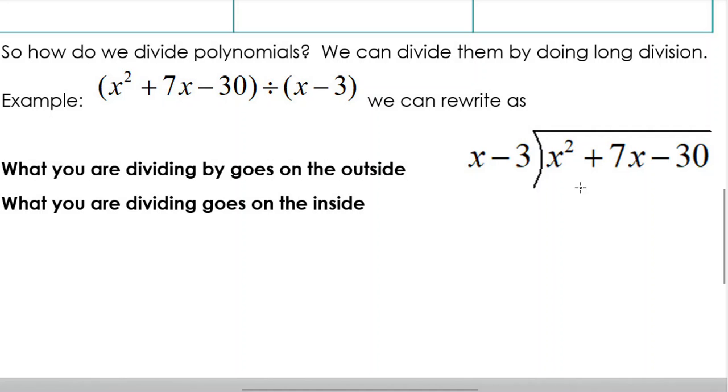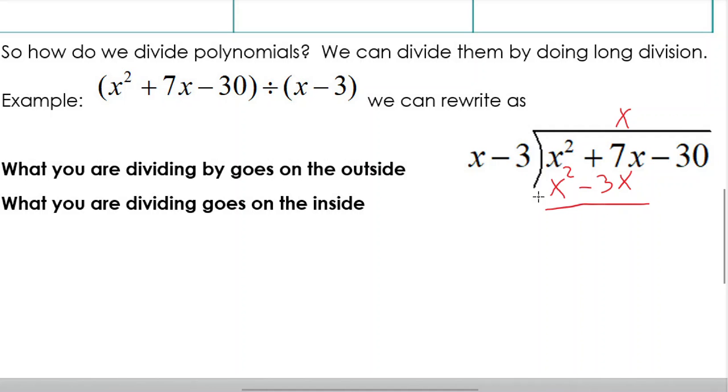Alright, so I look at this here. I see x, and I say, what times x will give me x squared? Well, x times x will give me x squared. But now I have this minus 3 here. I have to do something with that. Well, I have to do the same thing. I do x times minus 3. So x times minus 3 is minus 3x.